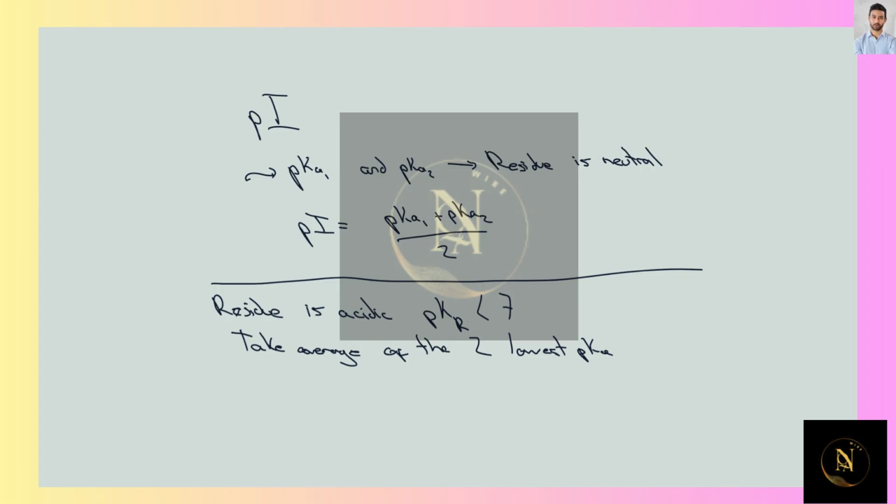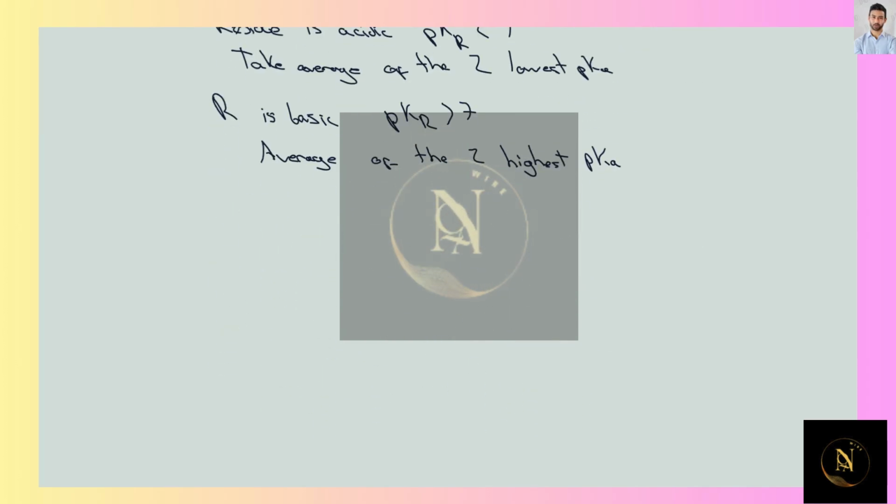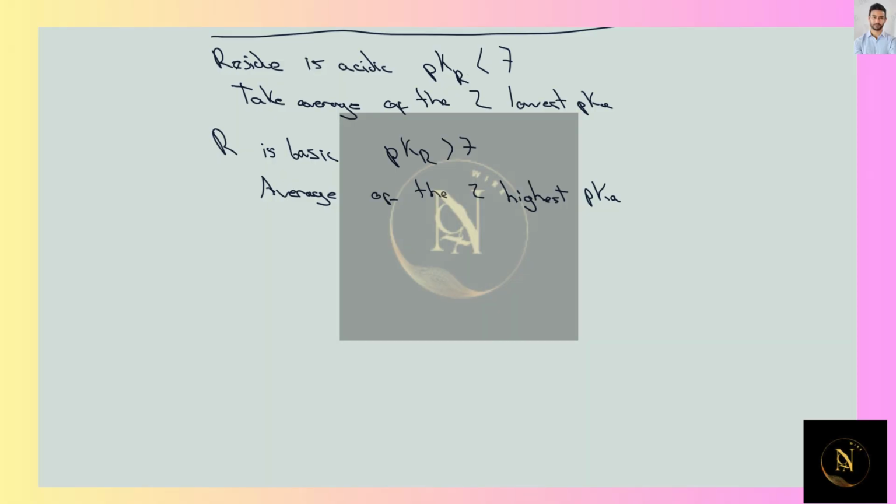And finally, if the residue is basic, which means that the pK for the residue is larger than 7, then you're going to take the average of the two highest pKa's. So with this into account, what we're going to do is an example for each of them.